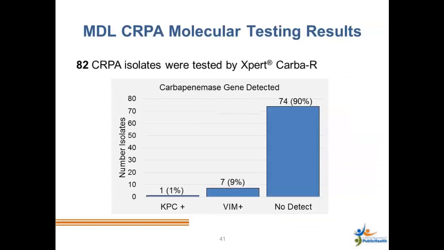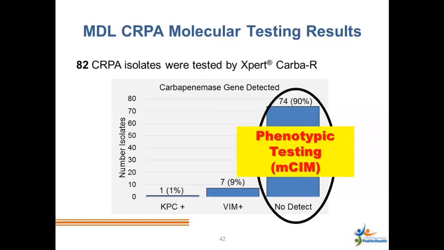This is a summary of the Xpert Carba-R testing results for the CRPA received. 90% of the isolates were Xpert Carba-R negative for a carbapenemase gene. The remaining 10% were either VIM or KPC positive. All of the Xpert Carba-R negative CRPA isolates had phenotypic testing performed by mCIM.